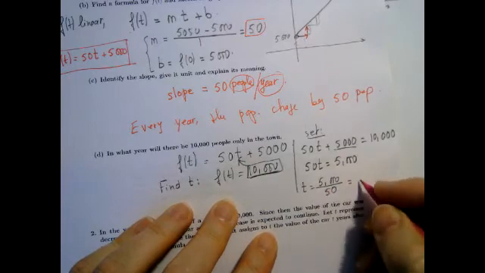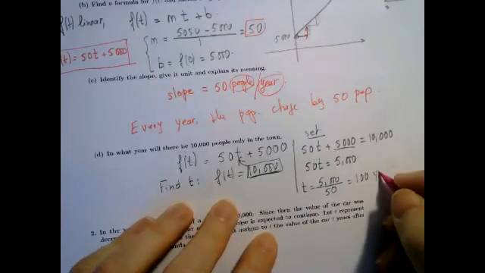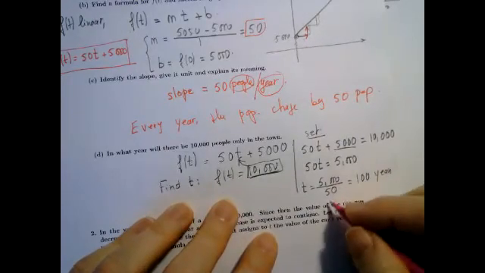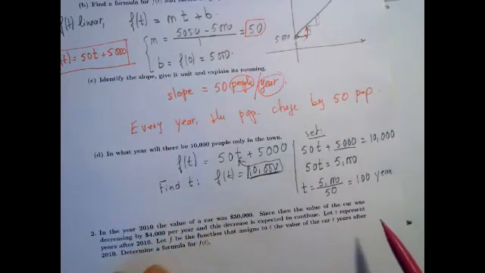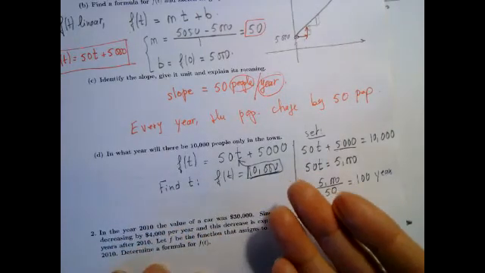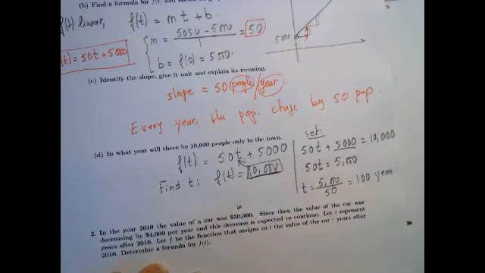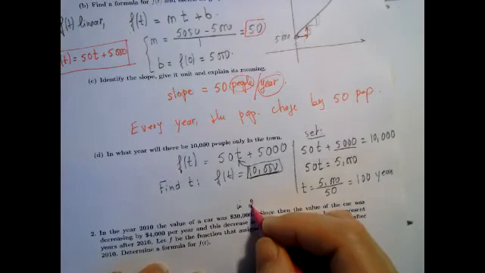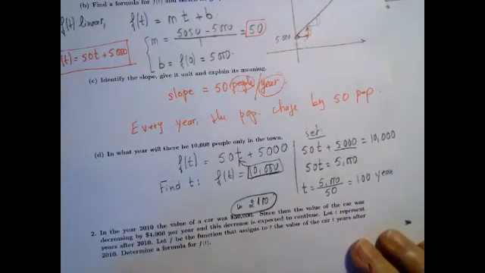And as this 50 will go, this will give me 100 years. So it means the population will be 10,000 in the year 2100. This will occur because t equal to 0 is 2,000. So this will occur in the year 2100.